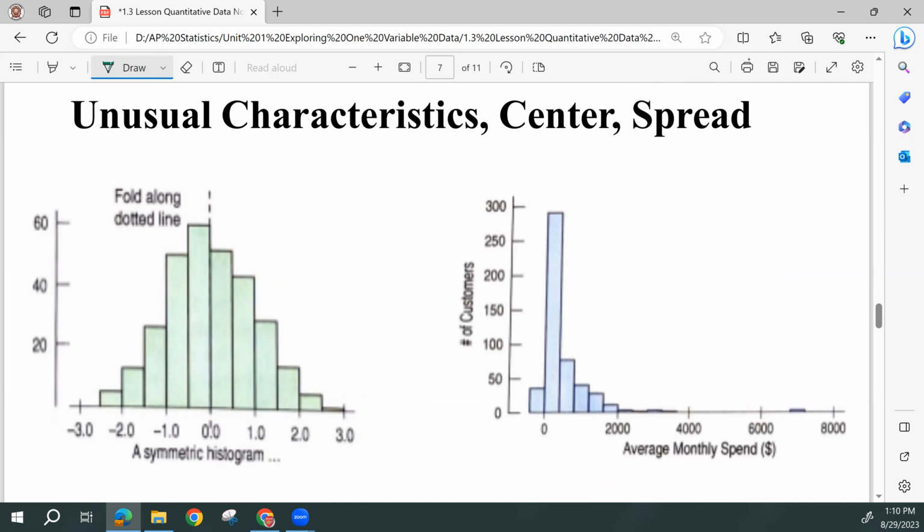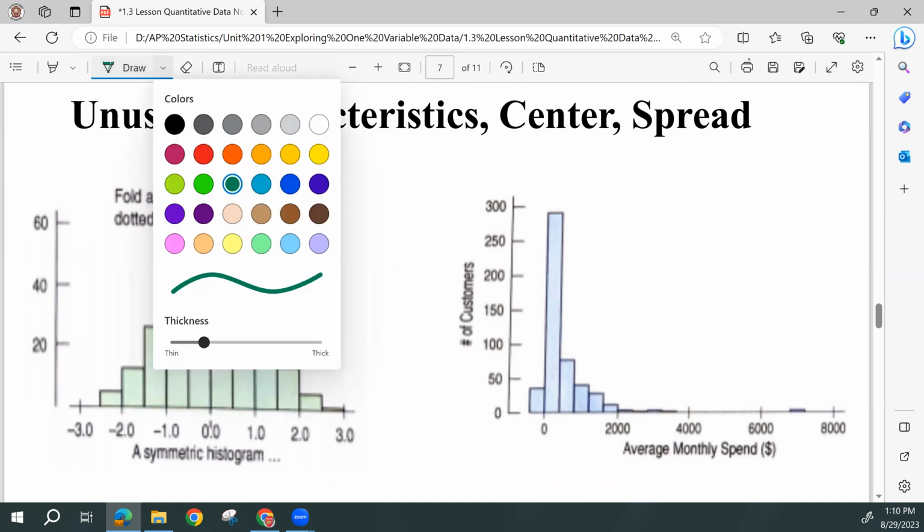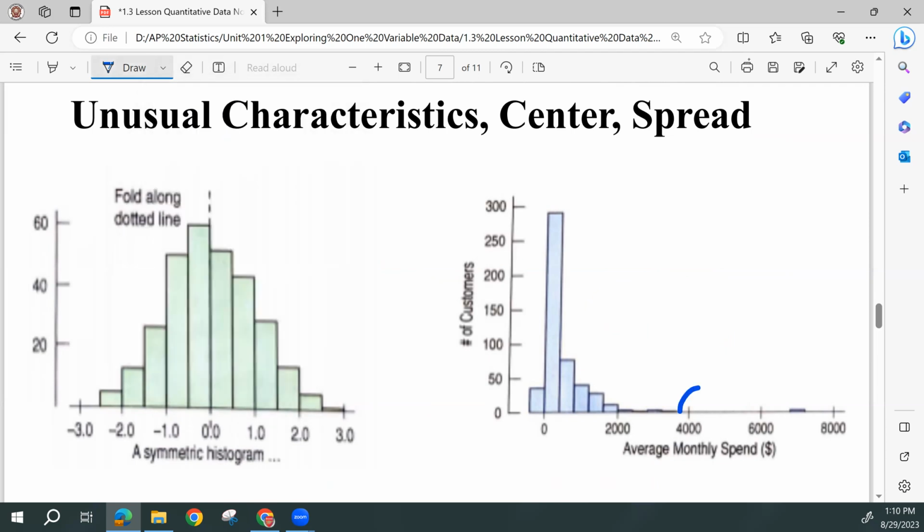Some unusual characteristics might exist if we look at this distribution on the right. We have this big gap in the data where there are no bars, so that's an unusual characteristic. This data point out here is a potential outlier. I'm going to talk about calculating an outlier.